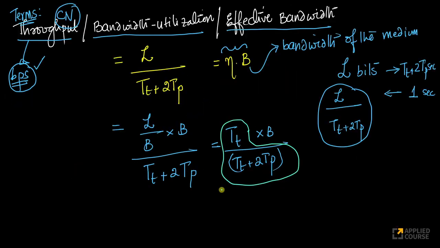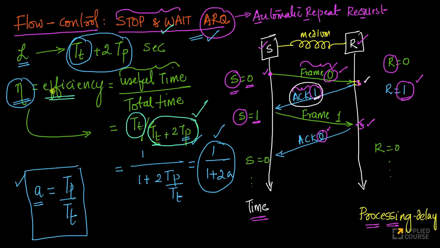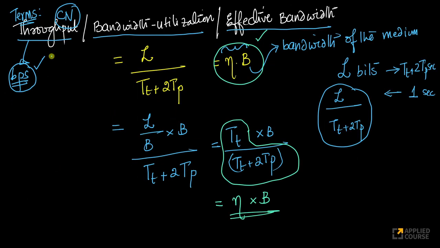So now, if I have this, I can write this as efficiency multiplied by B, and that's what I've written here. Very simple, right? Again, here the terms are very important. Efficiency is defined as the useful time, which is interpreted as the transmission delay, by the total time it takes to send one frame or one packet, right? Now, similarly, throughput, which is measured in bits per second, is basically the effective bandwidth or bandwidth utilization.